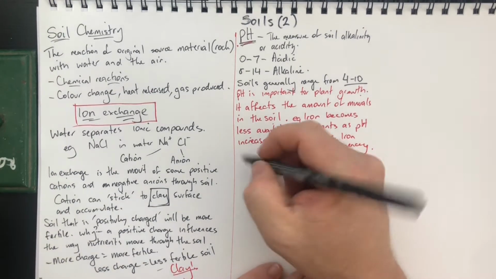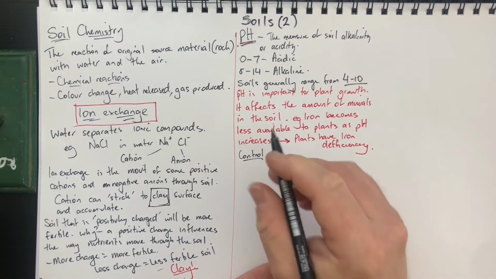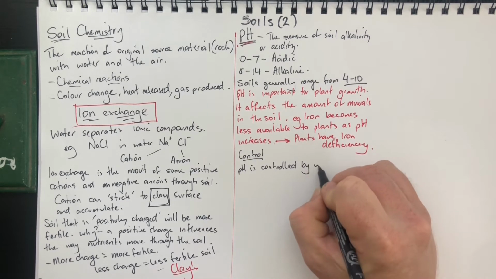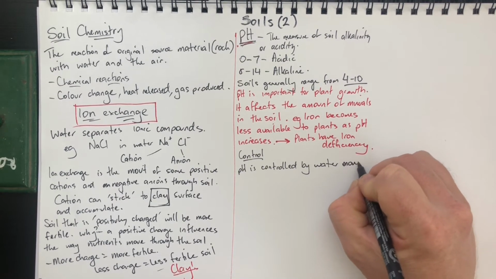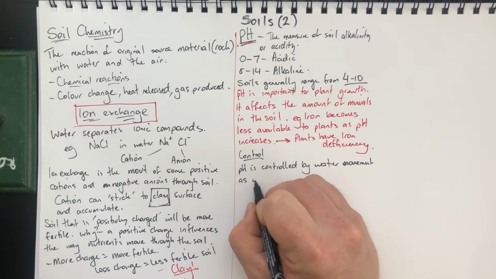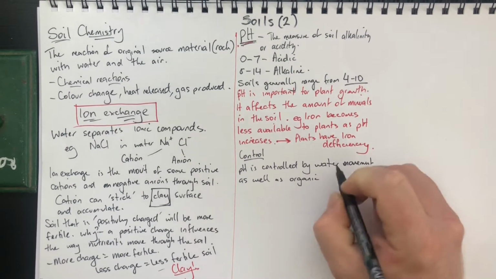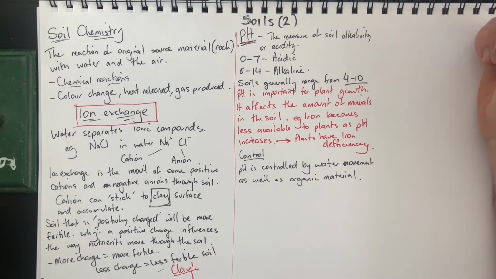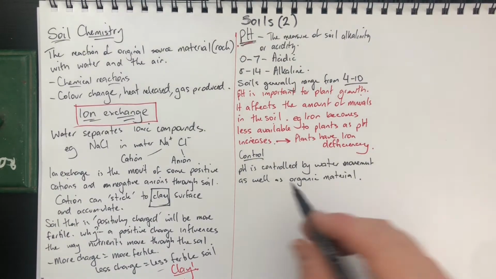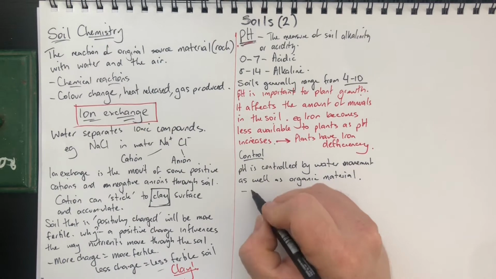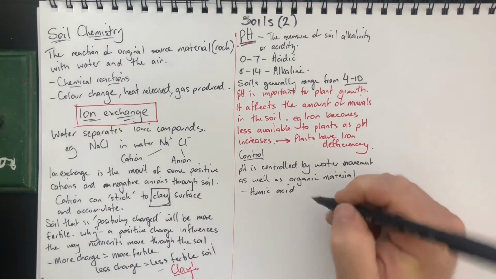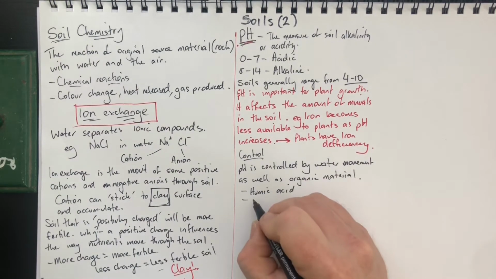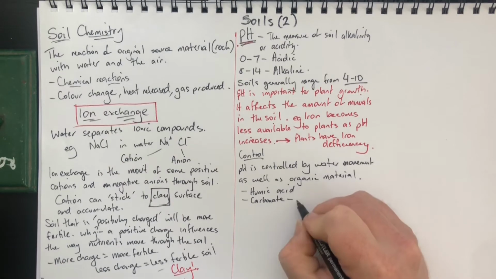Let's go down to what controls it. Well, it's controlled by water movement, as well as certain organic material that can make soil more acidic or more alkaline. Most organic material will create what is called humic acid, which breaks down to a more acidic soil. Sometimes if you have a source rock that could be more of a carbonate, we end up with a more alkaline soil.